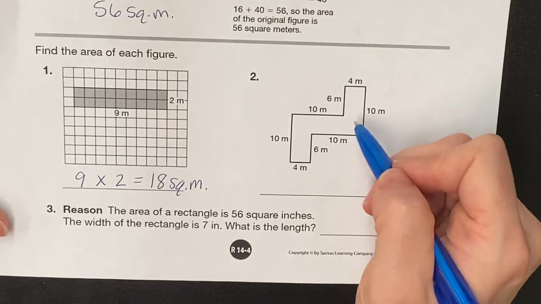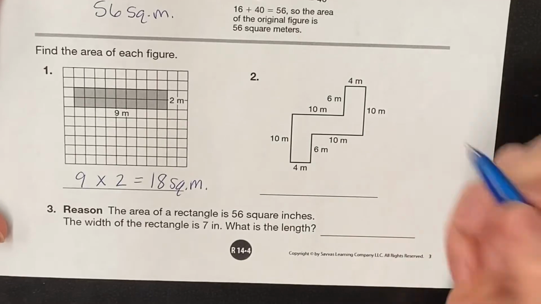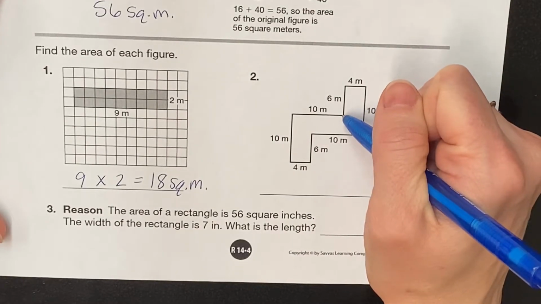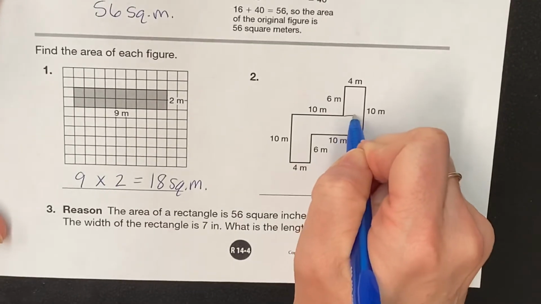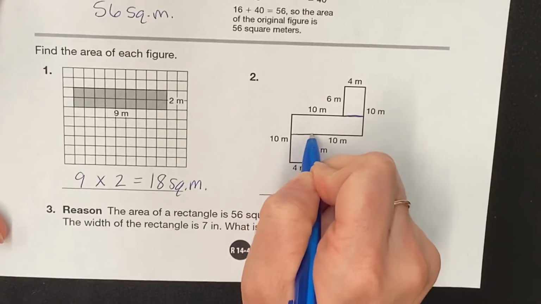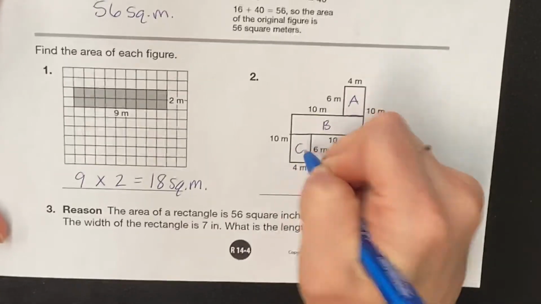All right, number 2 it's a very irregular shape, so we are going to figure out the best way to break this apart. We're actually going to have to break it apart into 3 sections. All right, so let's go with breaking it here and here. So this will be shape A, B, and C.